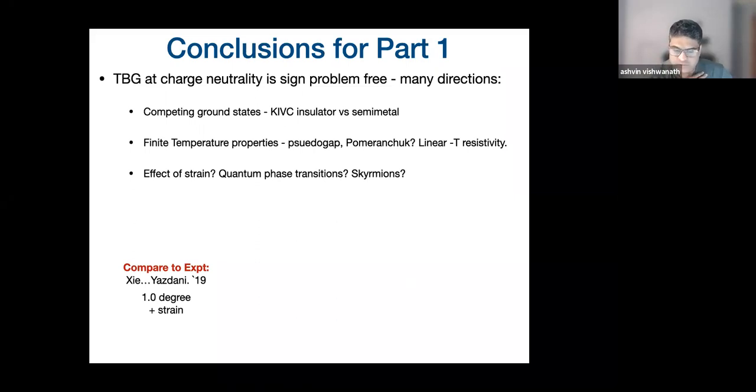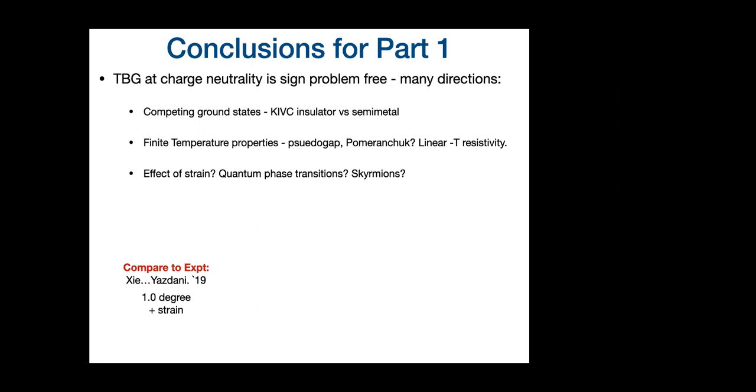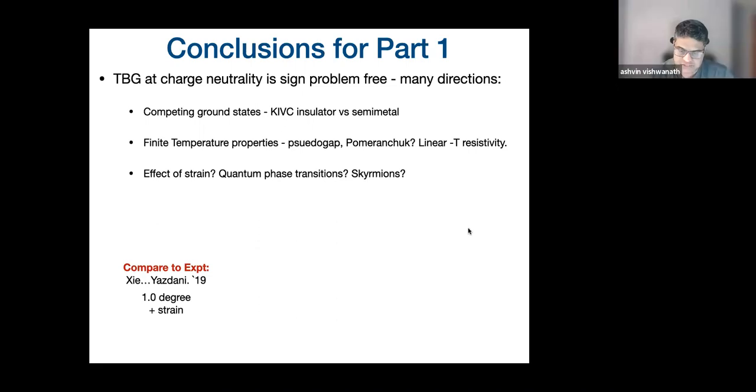In the future, we'd like to think more about these finite temperature effects. We talked about the pseudo gap already, but can we see signs of this Pomeranchuk type of instability, in terms of the entropy, the linear T resistivity, and so on. And of course, things like the effect of strain, the quantum phase transition. Also, maybe we could try to look for skyrmions in the system, if those are low energy excitations. Okay, and of course, eventually, I'd like to compare to experiments.